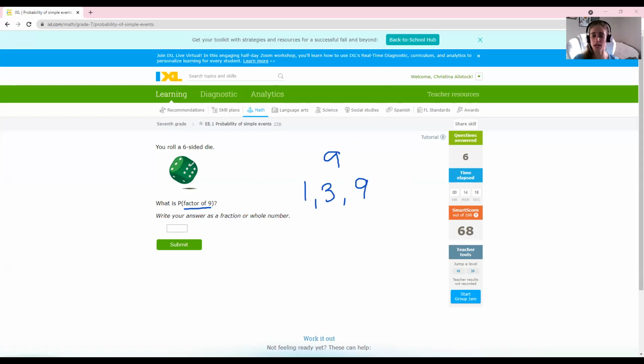When I think about a 6-sided die, is there a number 1 on a 6-sided die? Yes, there is. So I have the chance of rolling that factor of 9. Is 3 on there? Yes, it is. How about 9? Nope. So possibly I could roll 2 factors of 9. So 2 out of 6 total sides, that simplifies to be 1/3. So we have a 1/3 chance.